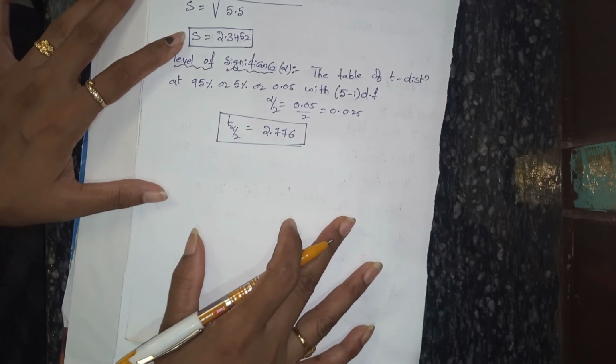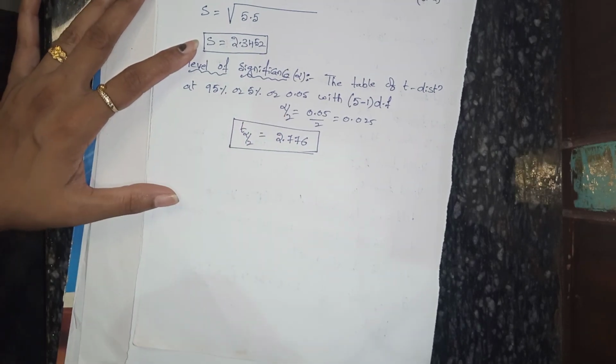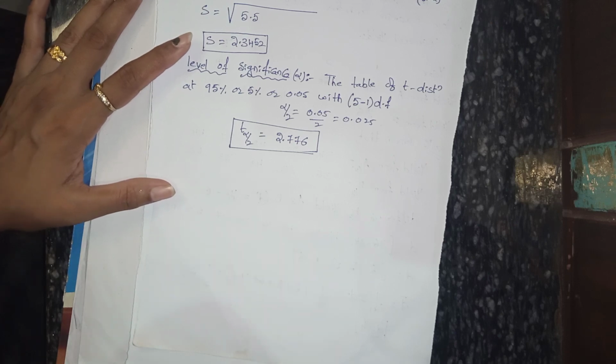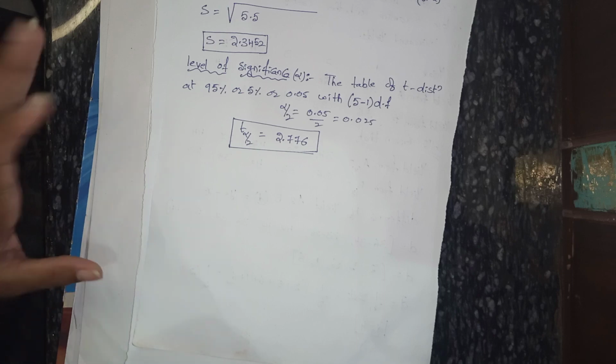Mostly the values we have to use are two-tail values. Two-tail values are called alpha by 2. One-tail values are called alpha. So when you are doing confidence intervals also, at that time we have to take alpha by 2 values. That means two-tail table values only you have to take. Remember this point.